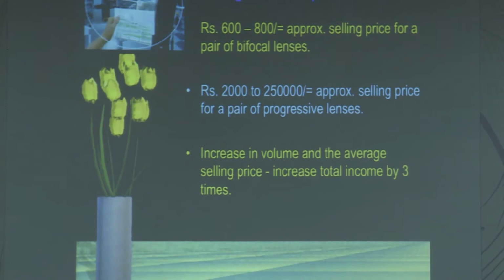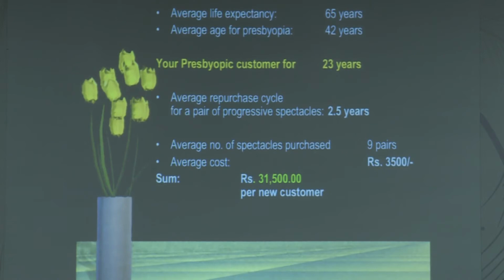A simple calculation, just for the business-savvy ophthalmologist: average life expectancy is now around 70 years, not 65. Average age for presbyopia is 40 years, 40 plus 2. So at least 30 years they have to use glasses. If you start a good clientele, they'll be your customer for at least 25 to 30 years. In this lifespan, they'll be buying at least 9 to 10 glasses. So building your business based on trust is very, very important. On a rough, minimum scale, they can fetch you 31,500. So this would be a good value addition to your practice.